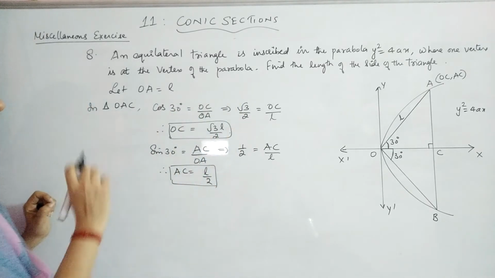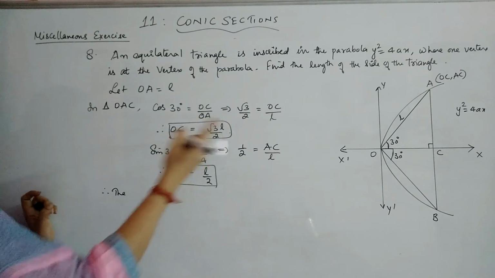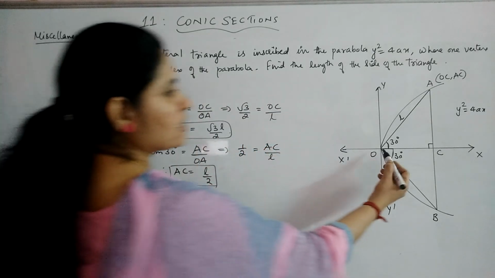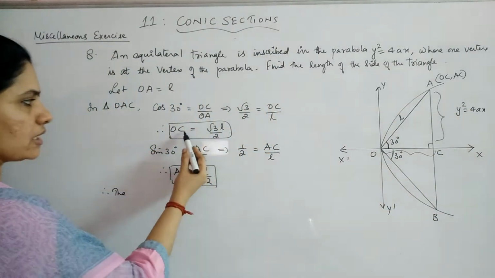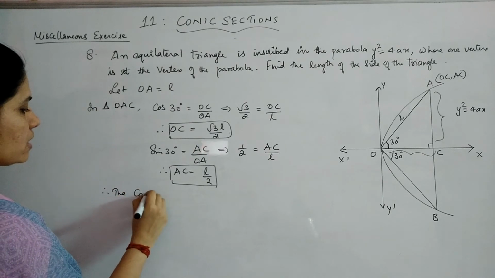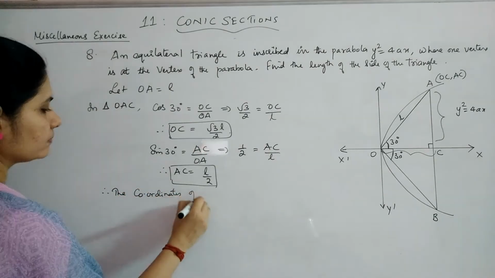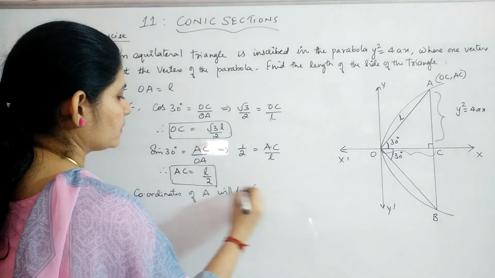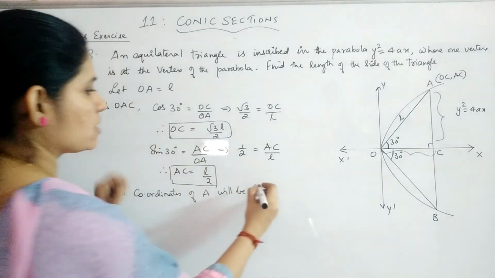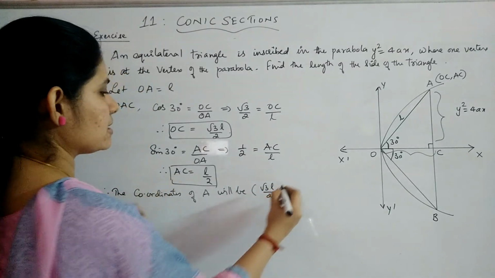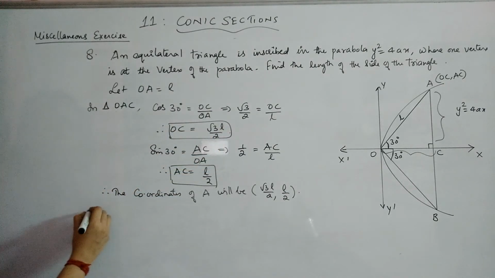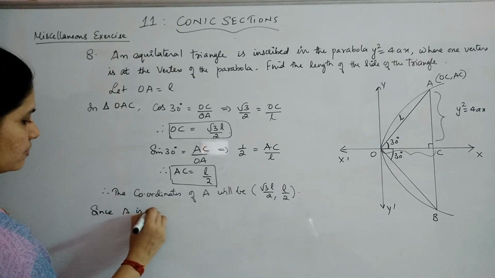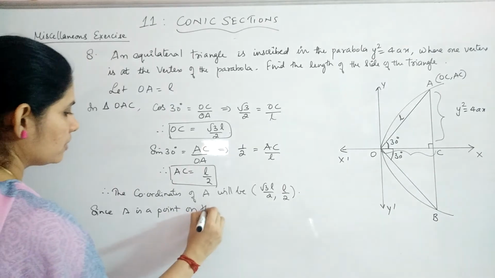Now just see the point A. What will be the coordinate of A? Actually it is OC comma AC, this length comma this length, right? And these two lengths we have found here, OC and AC. So the coordinate of A will be OC, which is root 3 L by 2, comma AC, which is L by 2. Now again A is a point on the given parabola, so it will satisfy the equation also.